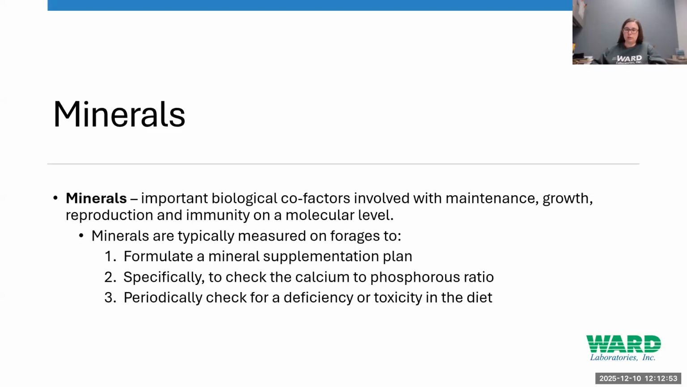So minerals are actually what's making up that ash, right? And so ash, we want it at a lower level, but it's also really important to make sure we are getting those minerals into the animal through the forage. And so minerals are important cofactors in different biological functions: maintenance, growth, reproduction, and in the case of sheep, wool production, that kind of thing.